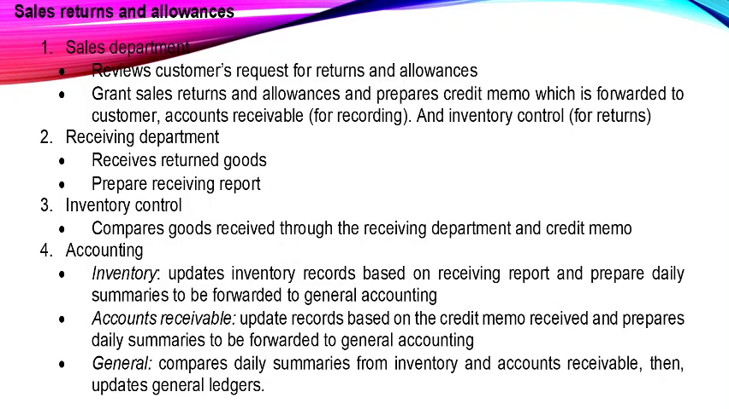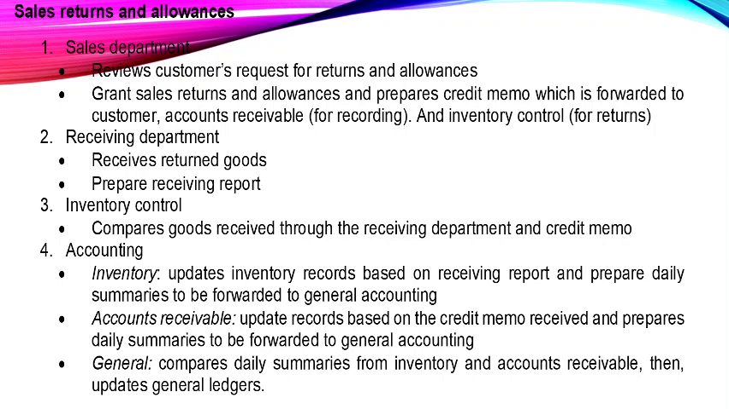Sales returns and allowances. This is under the sales department. You are going to review customer requests for returns and allowances, grant sales returns and allowances, and prepare a credit memo, which is forwarded to the customer, accounts receivable for recording, and inventory control for returns. The receiving department will receive returned goods and prepare a receiving report.